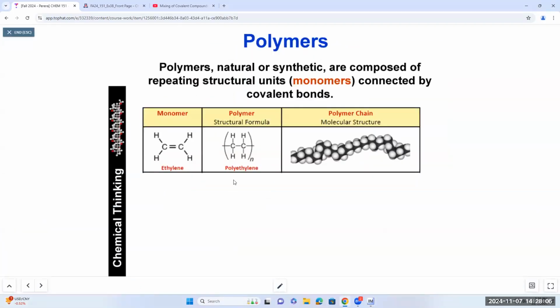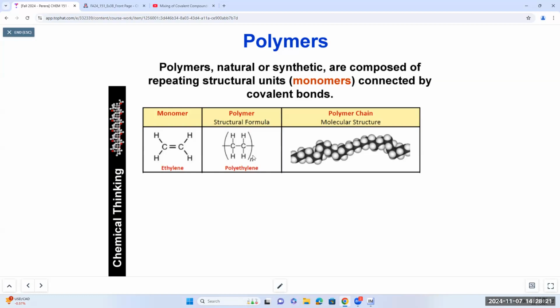Now, here we go. So here's another polymer. This polymer is called polyethylene, right? And then this is the main chain of the polymer, and then this is the shorthand notation of polyethylene. This is the Lewis structure.